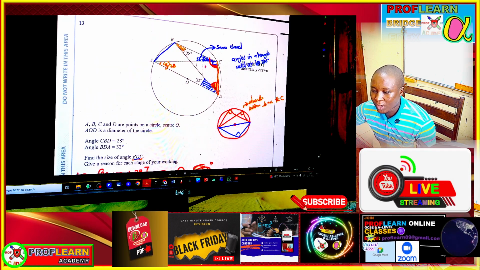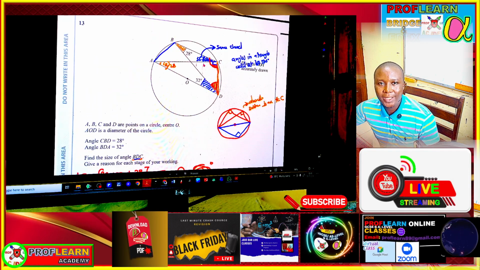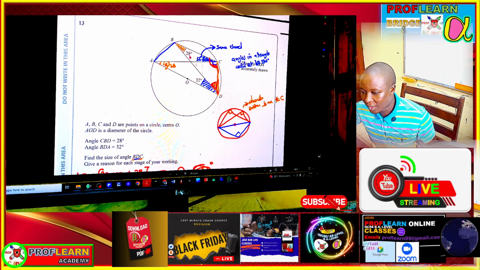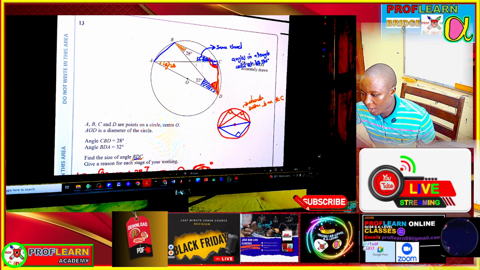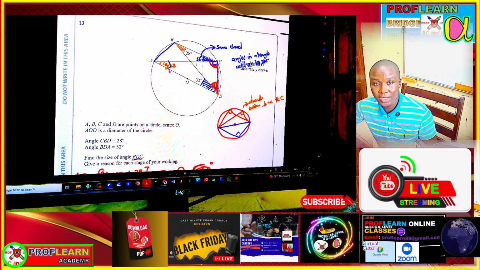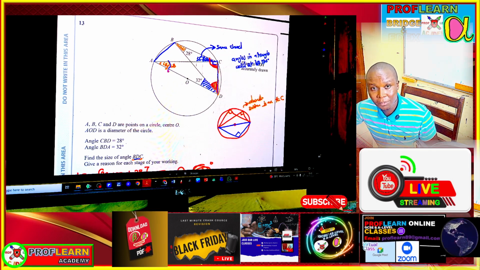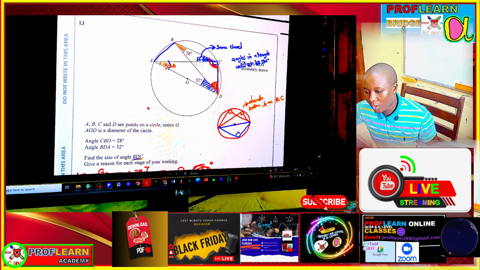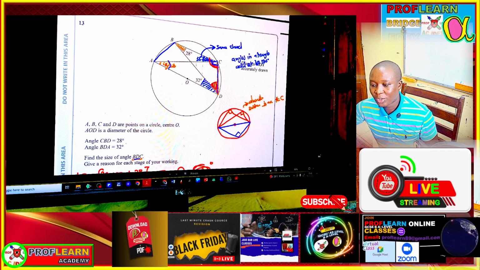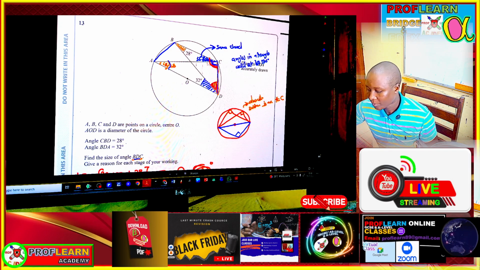One of the concepts that you are to remember is that angles subtended by the same chord are equal. For instance, if this angle is 28, being subtended by this chord that we have here, then this angle that we have here is also going to be 28 because it's subtended by the same chord. Also, you are to remember that a diameter subtends a right angle on the circumference. So this angle that we have here is going to be 90 degrees.